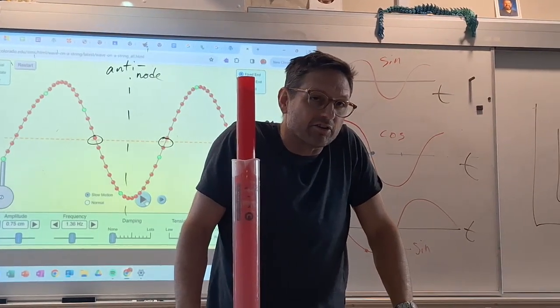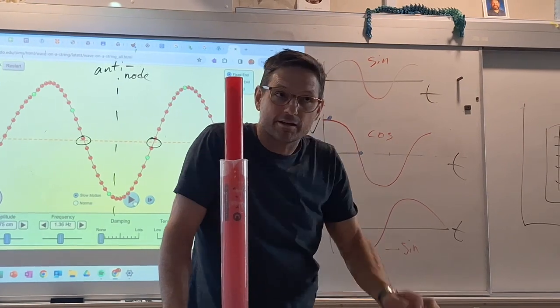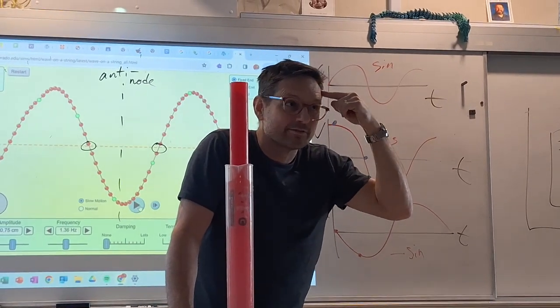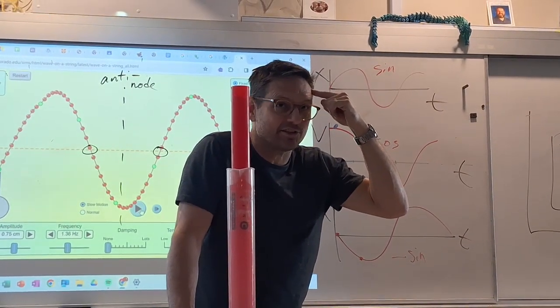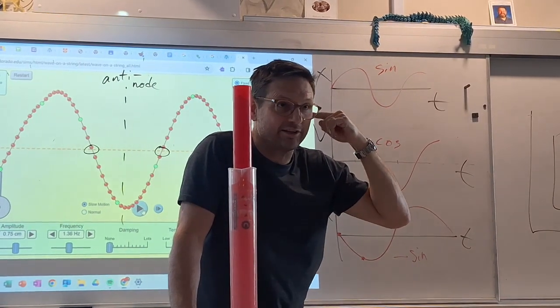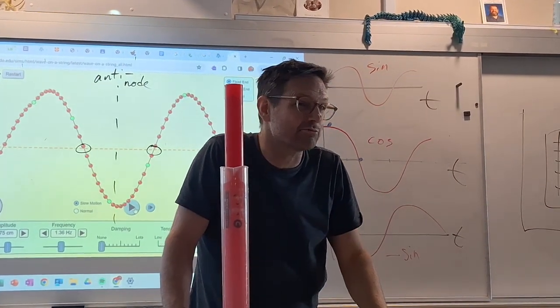How does that turn into sound? It's only in here. Sound does not exist until you get the electrical signals. Sound doesn't really exist at all.